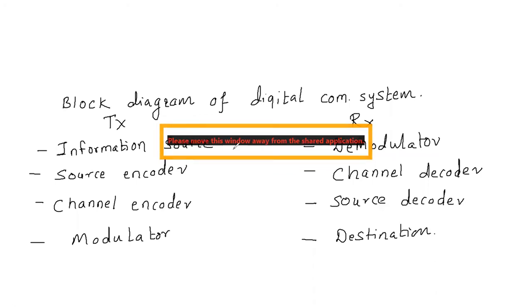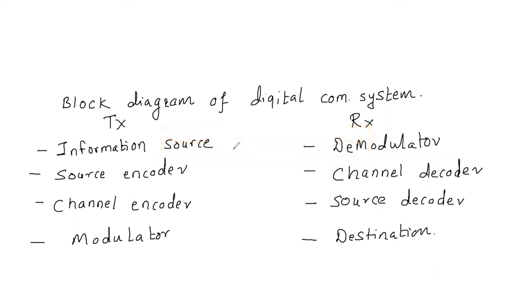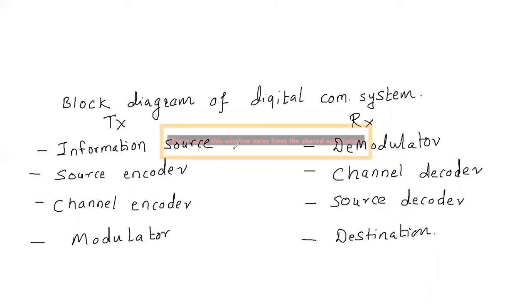The source and destination points are physically separated. Whenever we are deploying this communication system, the source and destination are not at the same place. They are separated by distances, usually in terms of kilometers. That means there is a need of a channel, and the channel may be a wired channel or a wireless channel.